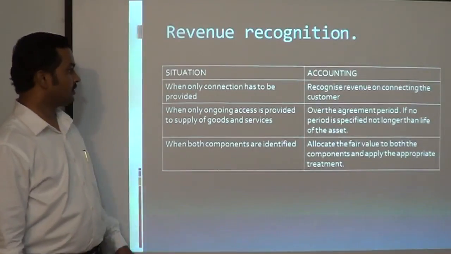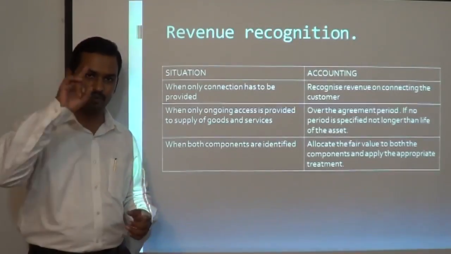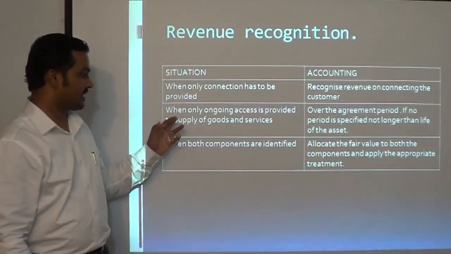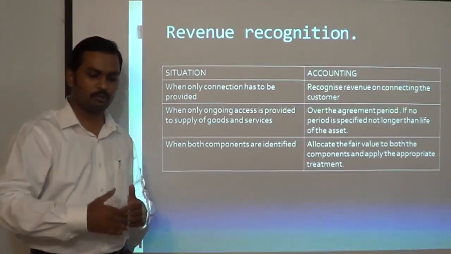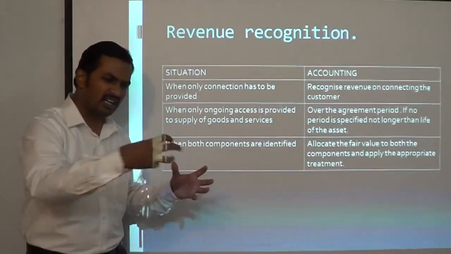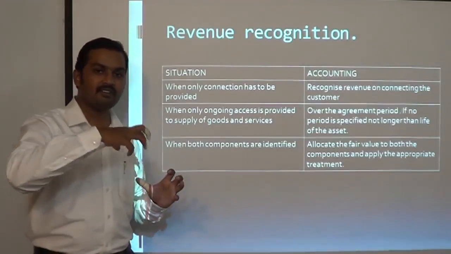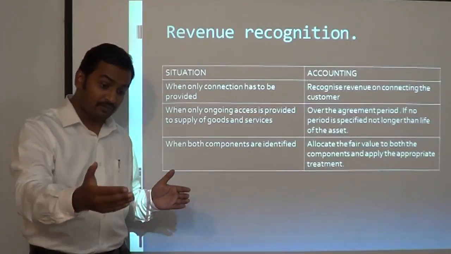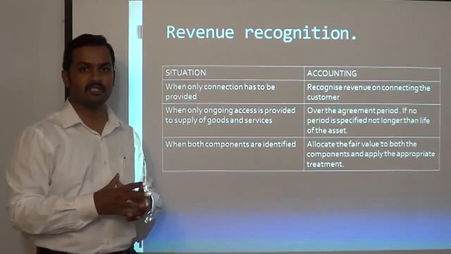Now, revenue recognition when only connection has to be provided. In exchange for property, plant and equipment I have to provide only connection. That means as soon as you provide connection you can recognize revenue. Second, when I have to only provide ongoing access to supply of goods and services, that means I only have to provide continuous supply of goods and services to the customer. I don't have any liability to connect him to a network. In such cases, over the agreement period you can recognize the fair value of the property, plant and equipment as revenue. If the life of the property, plant and equipment is lower than the agreement period, then over its useful life you have to recognize it as income.